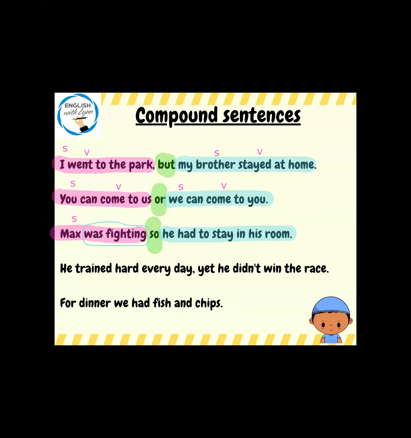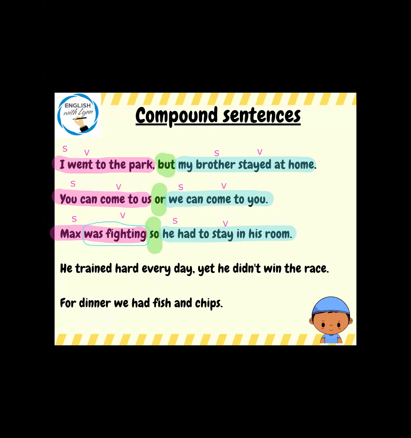And then in my second main clause, he had to stay in his room. Max is still the subject, but instead of repeating his name, I've used the pronoun he. And because of the way that it is structured, stay is kind of the main verb. The had to is linked with that because of the tenses of it.